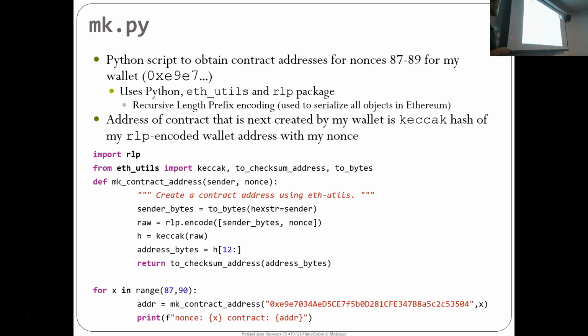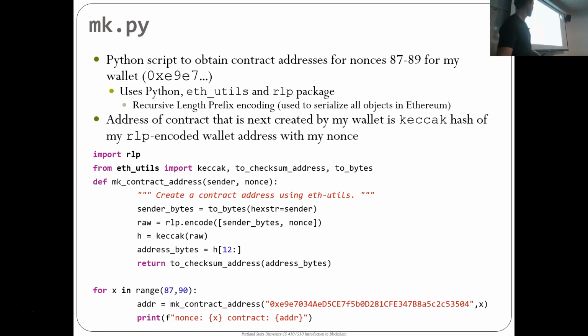this current nonce. This script requires, in Python, this eth-utils package and this RLP package. The RLP package is the recursive length prefix encoding package. It basically serializes all of the Ethereum objects into a payload of bytes.